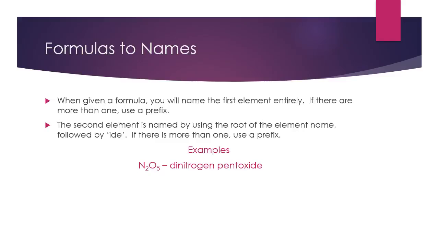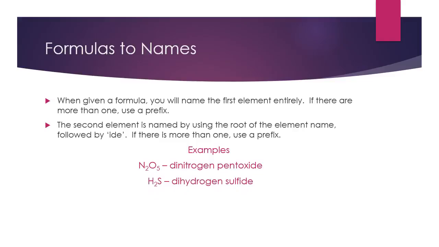Here we have a compound that has 2 nitrogens and 5 oxygens. Its name is dinitrogen pentoxide. Now notice that the prefix for 5 is actually penta, but for elements that start with an O or another vowel, such as arsenide, we drop the A. So instead of saying dinitrogen pentaoxide, we just say dinitrogen pentoxide.